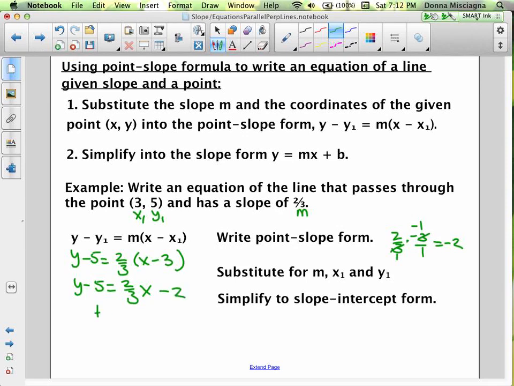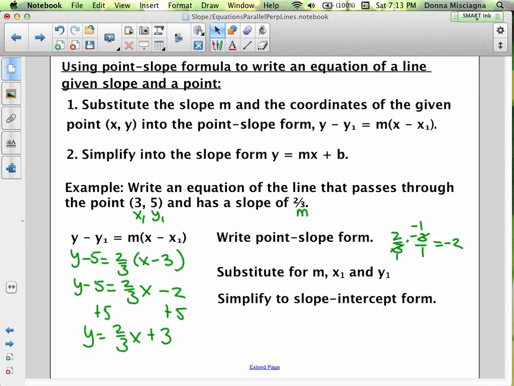And now all we do is add 5 to both sides. So y is equal to 2/3 x plus 3. And there we're done. Right? So our y-intercept is 3, the point 0, 3. Our slope, of course, we were given, so that was pretty easy to figure out. It's 2/3. Let's do another one.